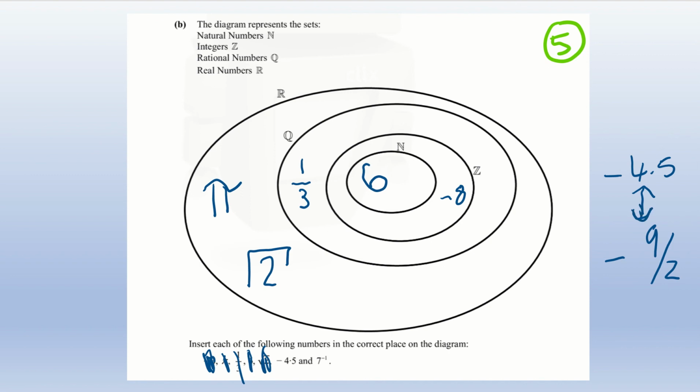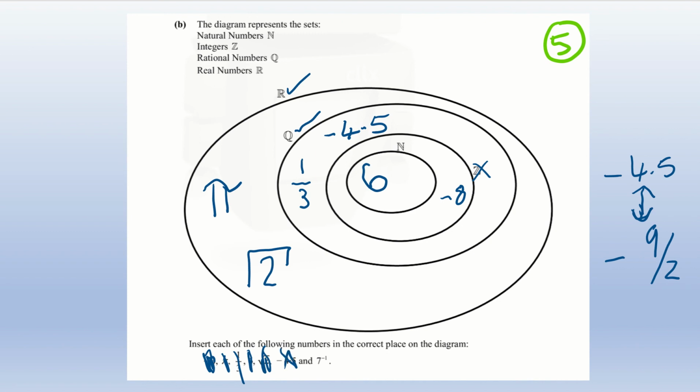Again, minus 4.5 will be a real number. A real number is anything that you can think of at the moment. It can be written as a fraction because we just have minus 9 over 2. But again, it's not a whole number, so we cannot write it as an integer. So it's going to join 1/3 here, and let's put our minus 4.5 in there.